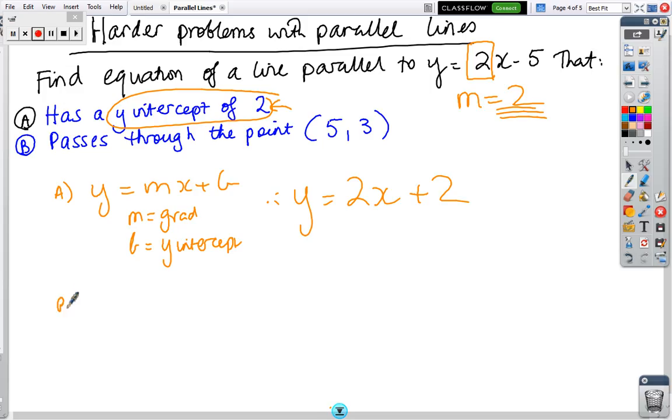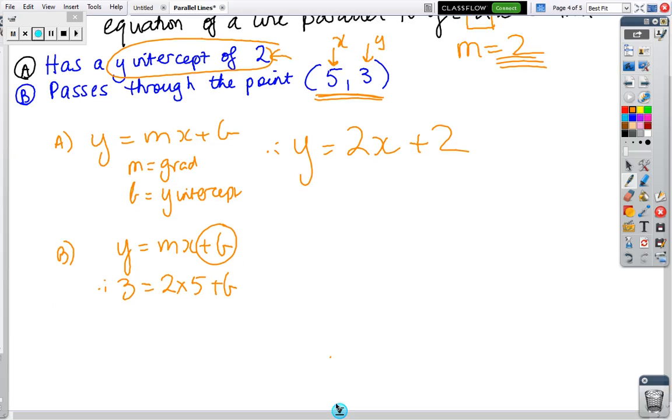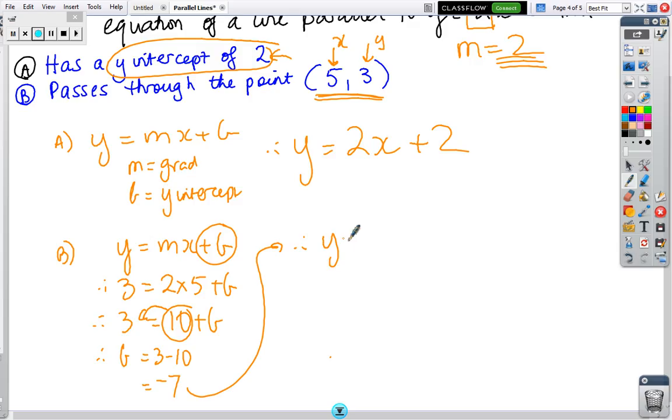In the second one, we've got y equals mx plus b, and this time we're given a point, so we substitute the point in. We need to find the value of b. That's the x, and that's the y, so we've got 3 equals 2 times 5 plus b, therefore 3 equals 10 plus b. 10 goes backwards, so b equals 3 minus 10 equals minus 7, and so the answer is y equals 2x minus 7.